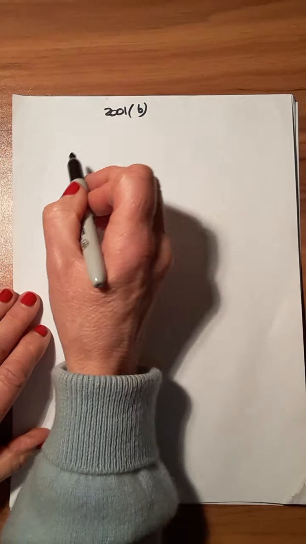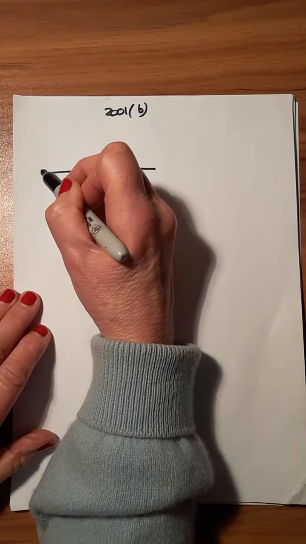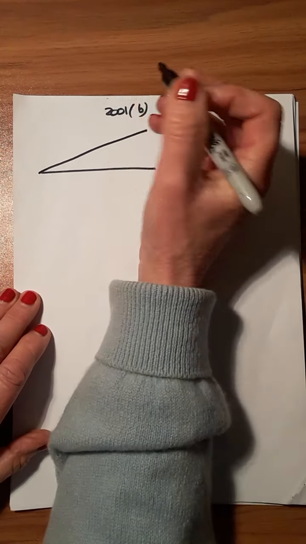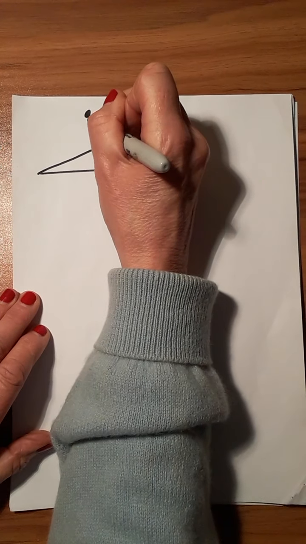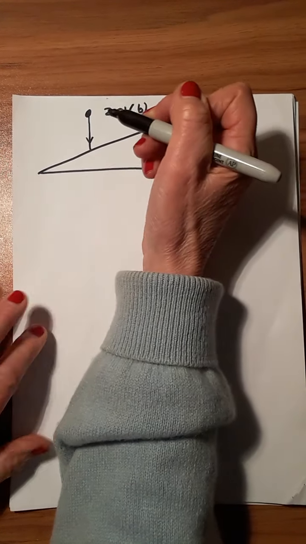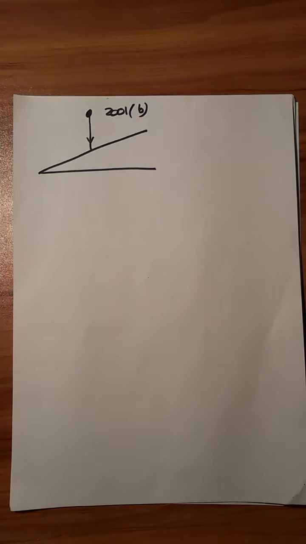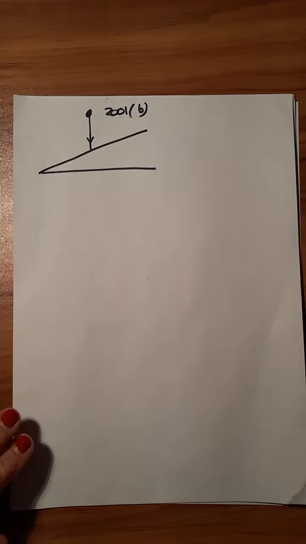Right then, this is the last question on the handout, and it's 2001, part B. Again, it's a bounce down a plane. So we have a ball this time dropped onto an inclined plane. It's dropped from a height of h. It strikes the plane at P and it rebounds.